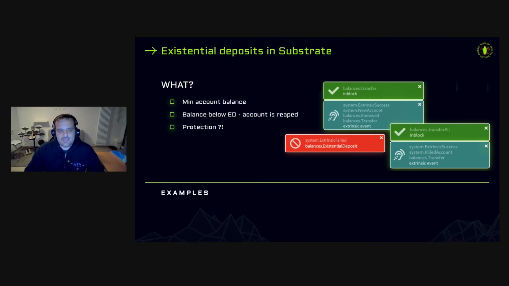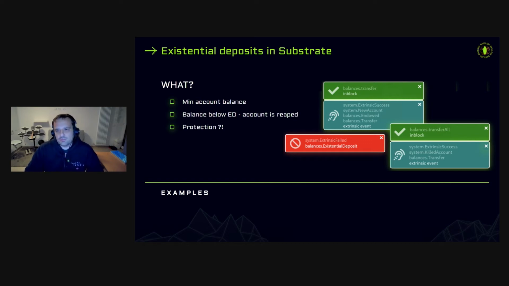But in case there wouldn't be an existential deposit, or you set your existential deposit to 0, like we did for quite some time in Basilisk, this would never happen, and the account would still be referenced by at least one, in this case, the balances pallet. So there would be at least one provider, and the account would not be killed, and it would take up some storage even when it doesn't need to.